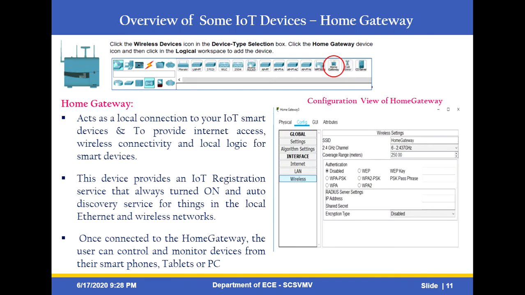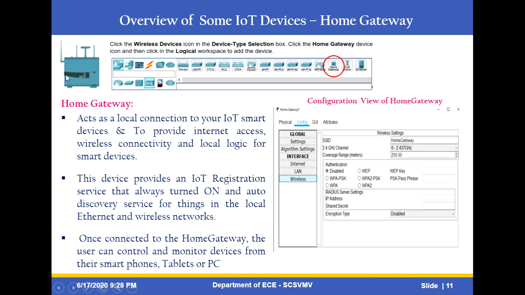And then the home gateway. This is an important device in the Internet of Things. This is available when you click the wireless devices icon here, the first one. Already we mentioned this in the left corner: the device selection boxes available here. This is a specific device type box. When you click here, you will get this menu, the wireless tab. Click the wireless devices icon in the device selection box and click home gateway. Drag and drop to your workspace. Click the home gateway device icon and then click into the logic workspace to add the device.